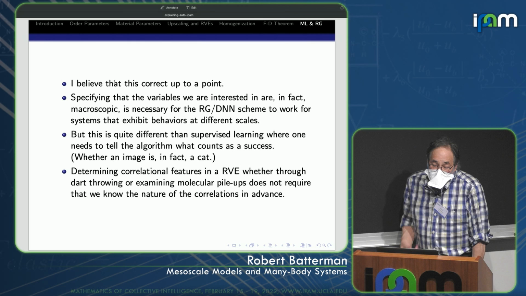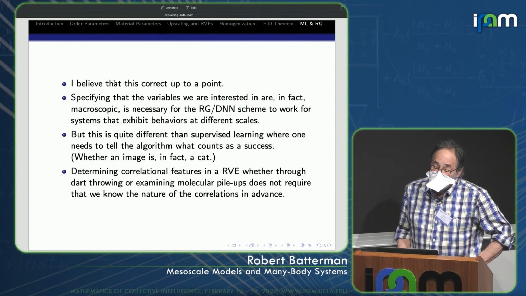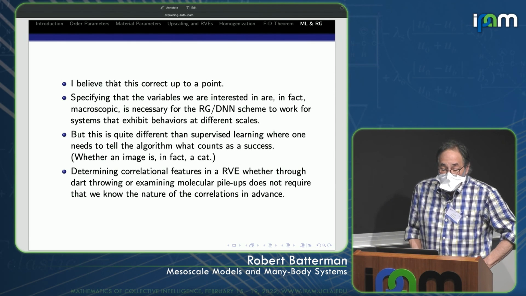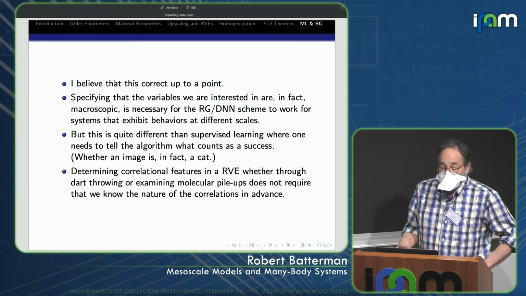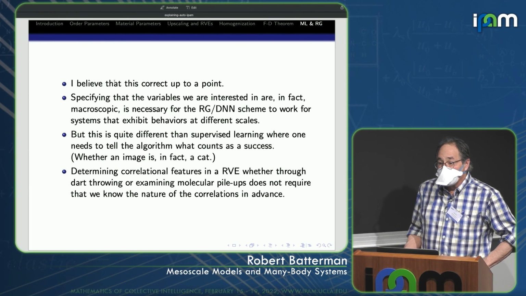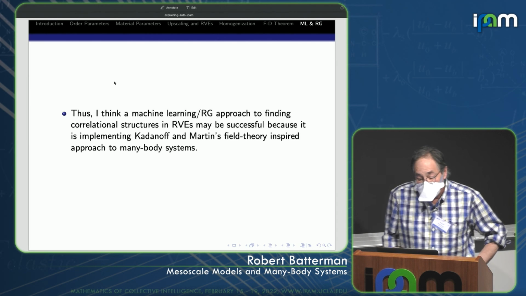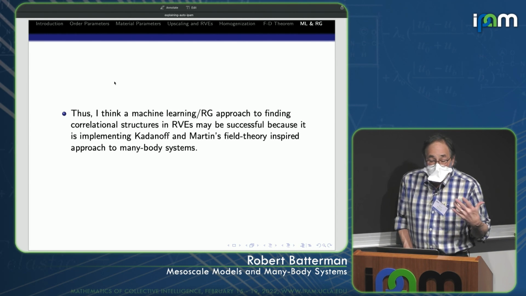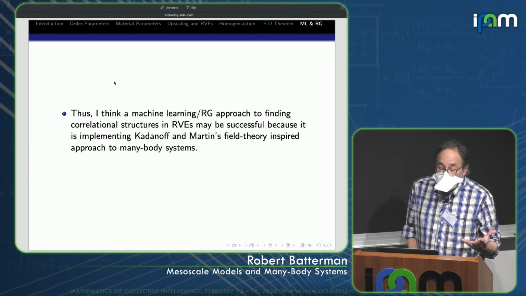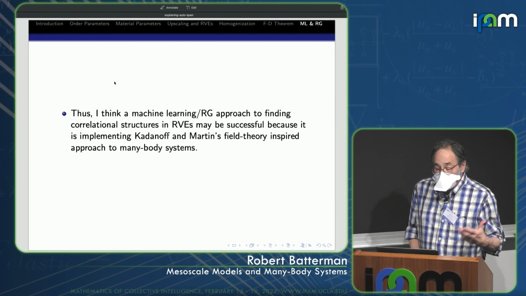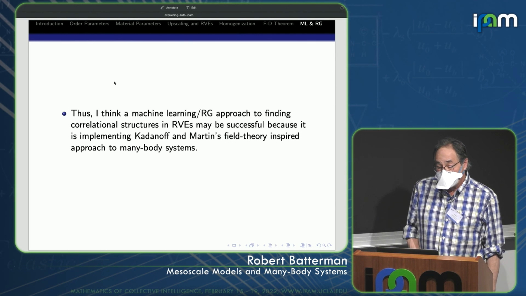So it seems like determining correlational features in a representative volume element, whether through dart throwing or examining molecular pileups, does not require that we know the nature of the correlations in advance. And so I think the machine learning RG approach to finding correlational structures might be successful because it's implementing this Kadanoff and Martin field theory inspired approach to many body systems.